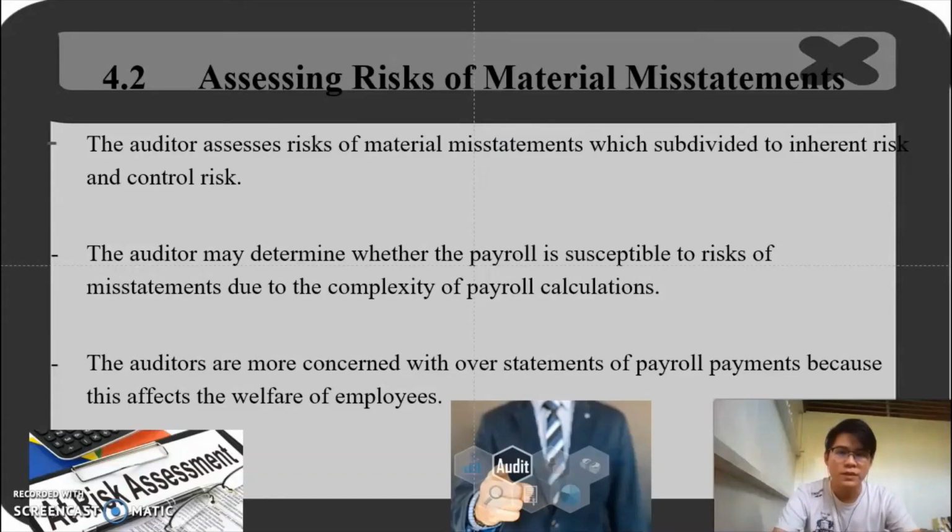Now we move to assessing risk of material misstatement. The auditor assesses risk of material misstatement, which is subdivided into inherent risk and control risk, based on the understanding obtained of the entity. The auditor may determine whether the payroll is susceptible to risk of misstatement due to the complexity of payroll calculation. The auditors are more concerned with overstatement of payroll payments because this affects the welfare of employees.